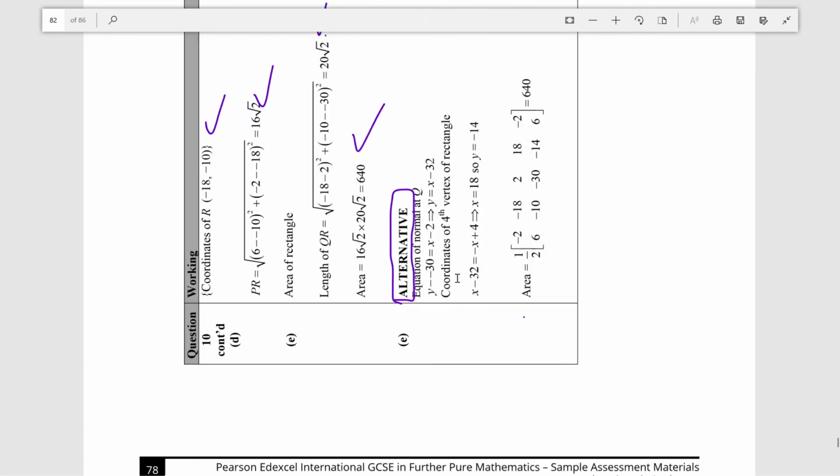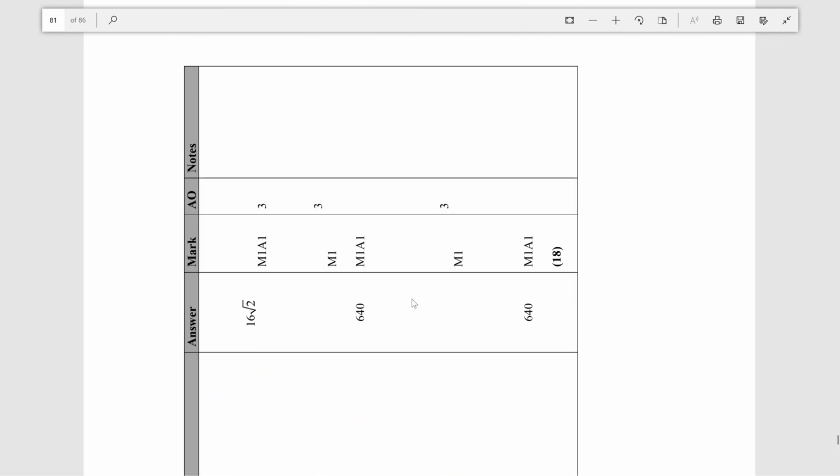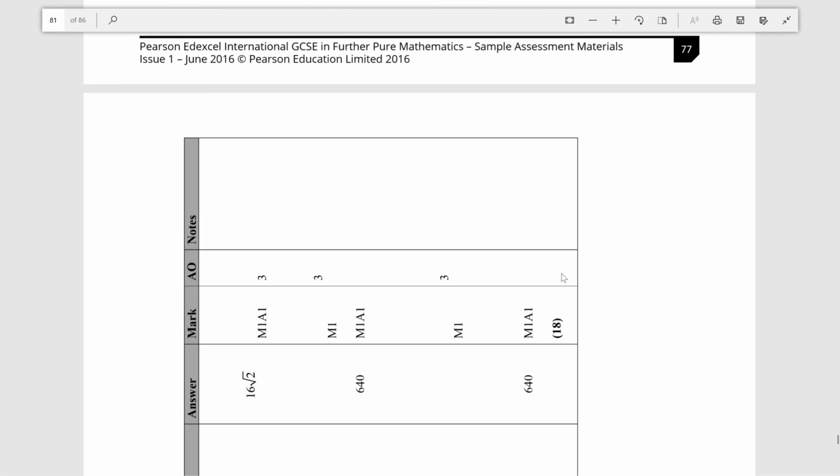Alright, so yep, we got these marks and we got the correct answers for all of these, and so it is the satisfying result of 18 out of 18 marks.